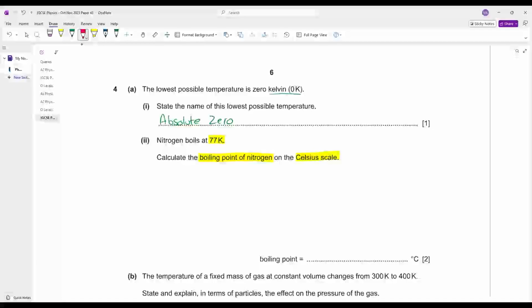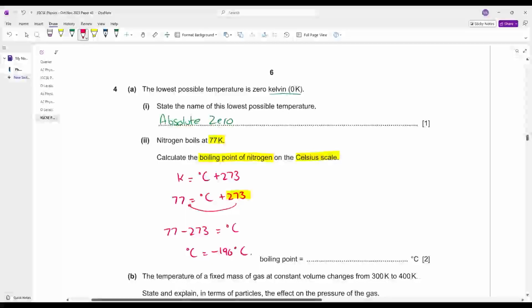You will say Kelvin is equal to degrees centigrade plus 273. What was Kelvin? 77. Degrees centigrade plus 273. Can you bring this 273 towards the left side? Yes. 77 minus 273 is equal to degrees centigrade. Can you calculate this answer? 77 minus 273. This comes out to be minus 196 degrees centigrade. Simple as that. Nothing complicated here.